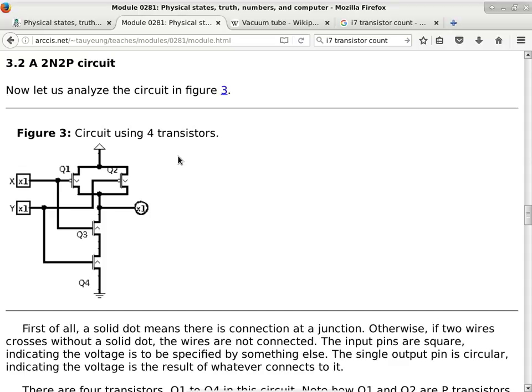For some reason, the letter Q is usually used to designate transistors in a circuit diagram. So we got Q1 and Q2 being what type of transistor here? The P type, because they have a bubble. And then we have Q3 and Q4 being N transistors because of the lack of a bubble. Yep. It's barely visible though.